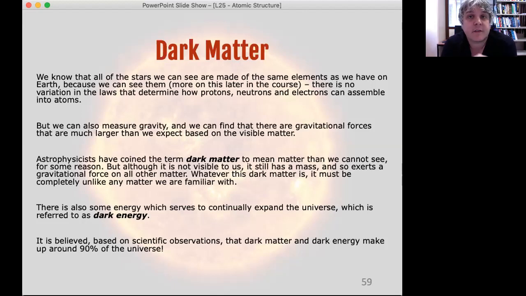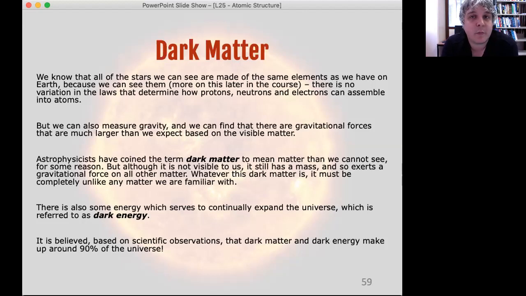So astrophysicists have coined the term dark matter, and that means simply matter we can't see. It's dark. We can't see it for some reason. We don't know why. We don't even know what it is. But we know that there must be something there, because there must be something to cause that extra gravitational force. Right?